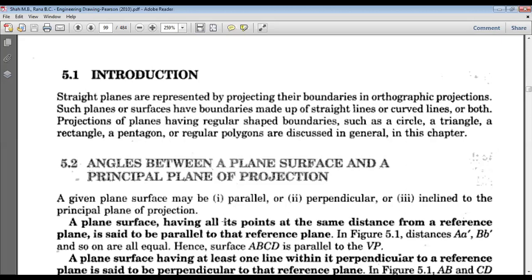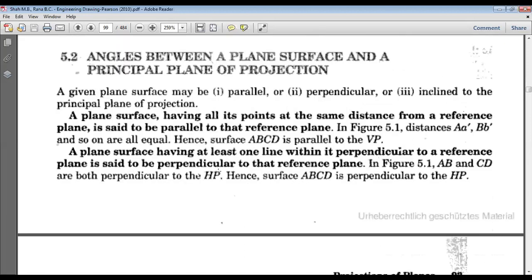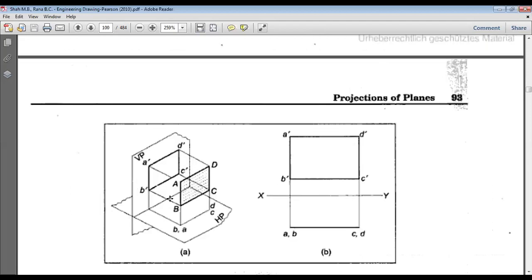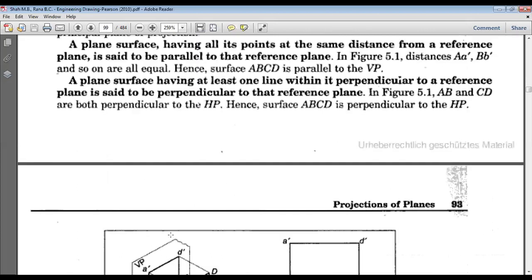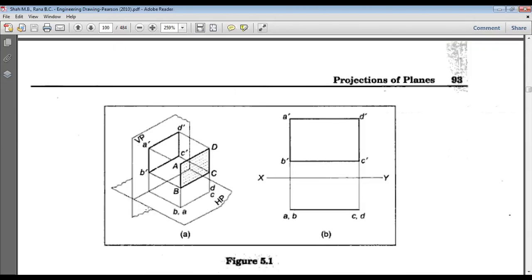Okay, so in simple terms, let us talk about this ABCD, a plane surface. If you just look at the diagram, this is just a rectangle ABCD. If you look at the figure, this is the vertical plane and this is the horizontal plane. All of you can see it clearly now.